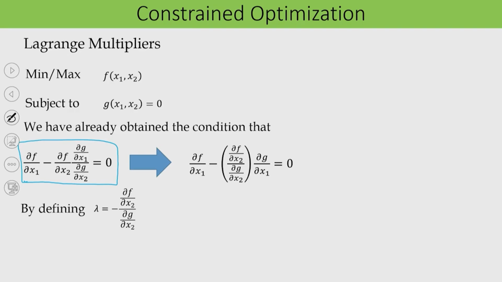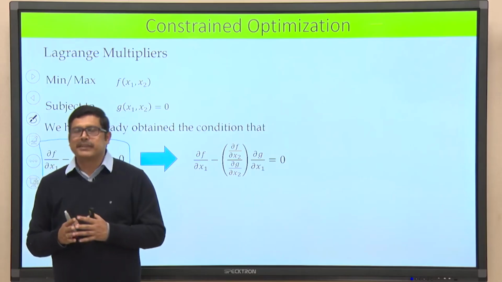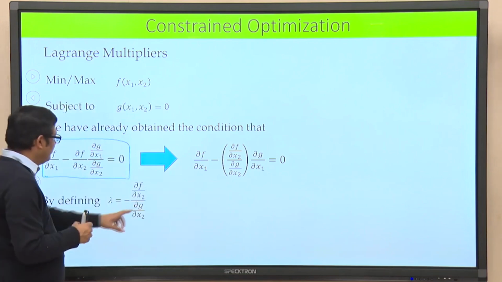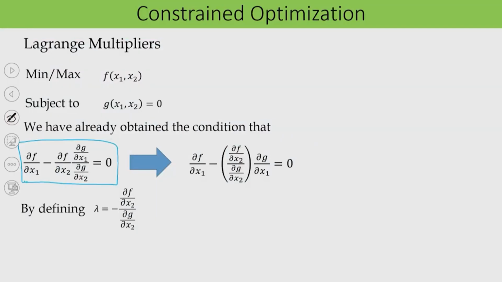So what does it mean? Del g by del x is basically the change in the constraint function. It shows how the gradient of the constraint function influences the gradient of the objective function with respect to a particular variable. So I can write that lambda is equal to minus del f by del x2 divided by del g by del x2.